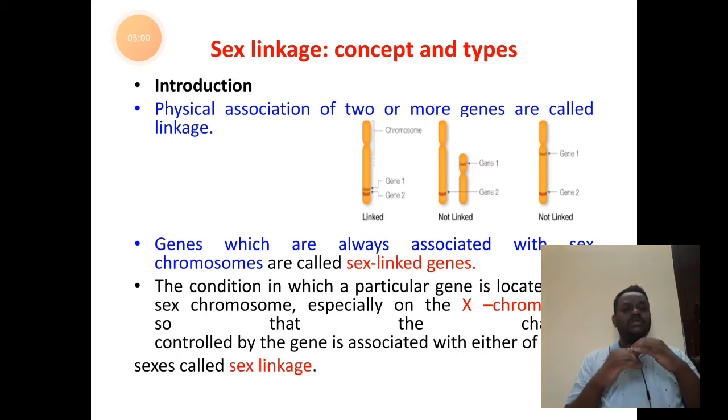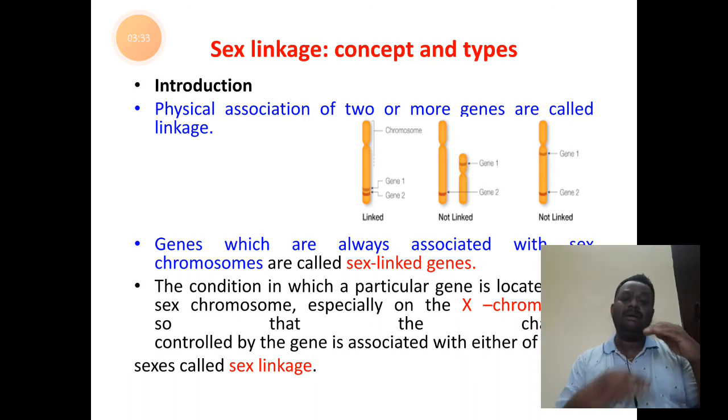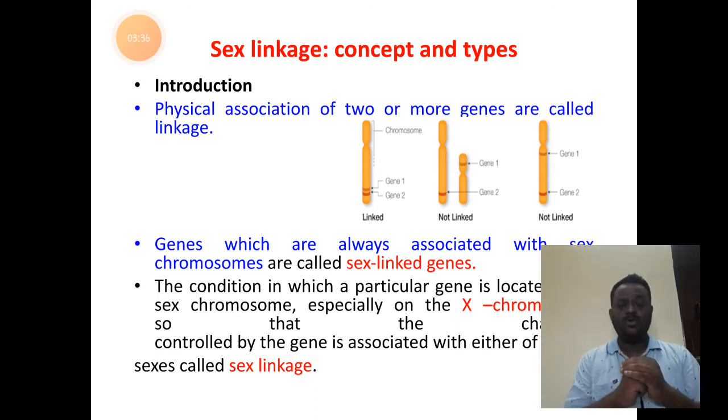The neighboring genes on a particular chromosome tend to show strong linkage, strong bondage, strong connection. So this physical association between two or more genes present on a chromosome is called linkage of genes. In the picture, the first one towards the left side is the chromosome where gene 1 and gene 2 are very closely positioned. So the loci of the two genes are very close, so linkage is strong.